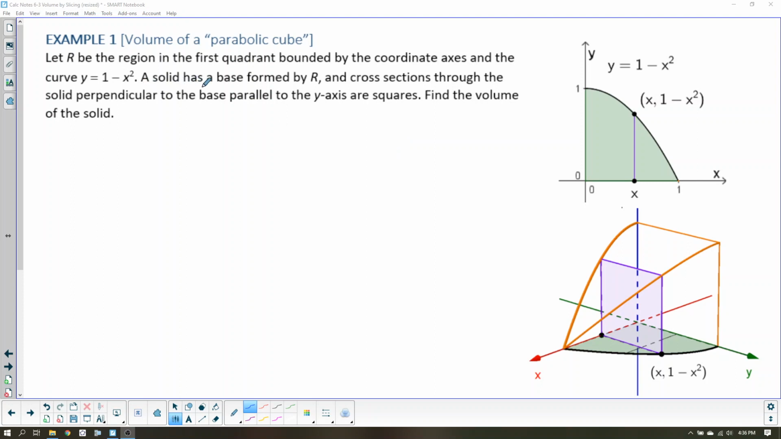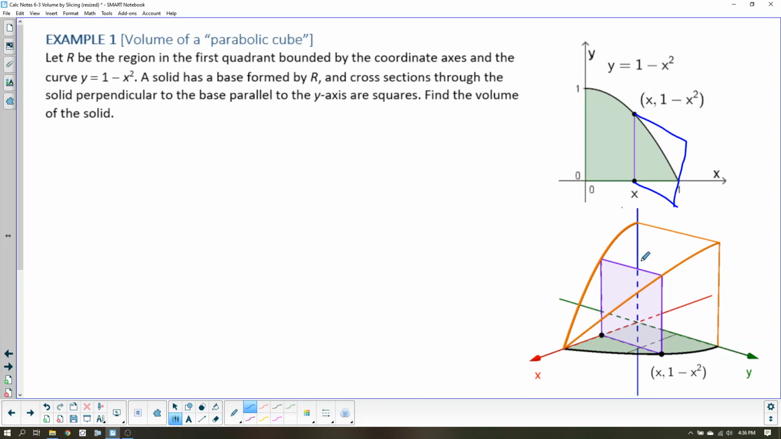It says a solid has a base formed by R. Our solid has this as the base. And cross-sections through the solid, perpendicular to the base, are parallel to the y-axis and are squares. So what that means is we're going to be slicing this thing up so that our slices are parallel to the y-axis, which means they're going to be perpendicular to the x-axis, and the cross-sections are squares. So you can't really see that. The squares would be coming out of the screen like that.